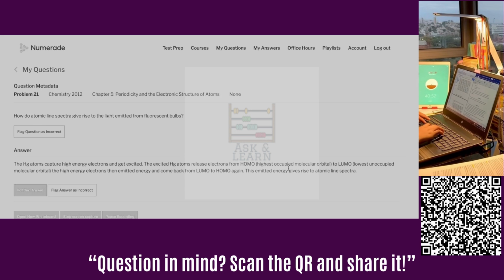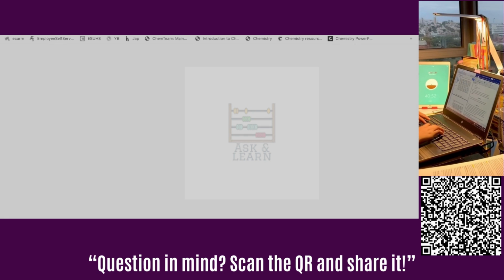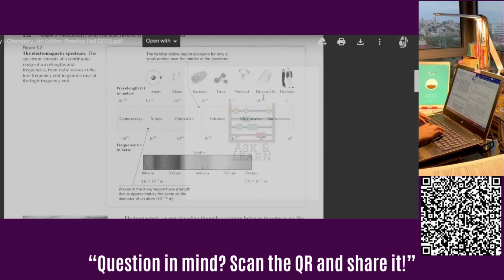Okay, how do atomic line spectra give rise to the light emitted from a fluorescent light bulb? Taking a look at the book, you will see that there are different types of wavelengths. Some of them are in visible light, which is what we can see, and some are in ultraviolet, gamma ray, X-ray. Those are beyond, at higher energy levels. We can't see that, or below that, infrared, microwave, or radio wave, which we can't really see either.